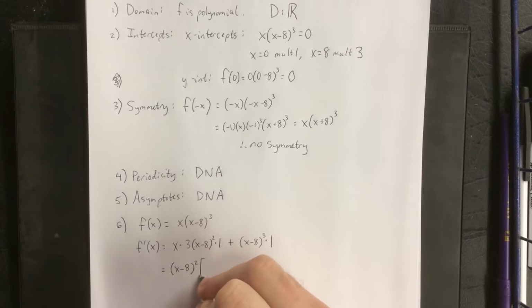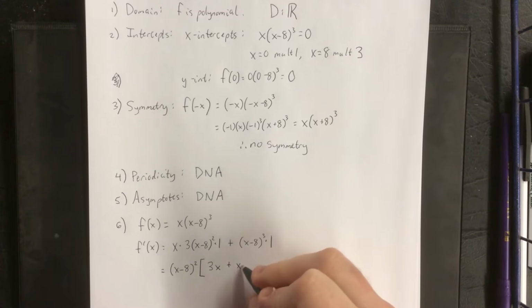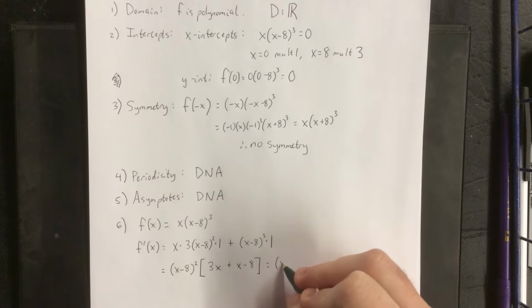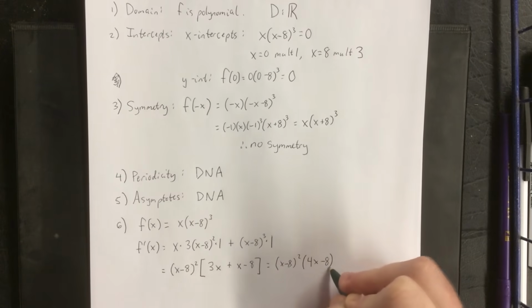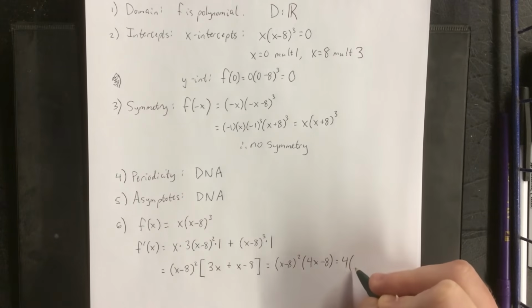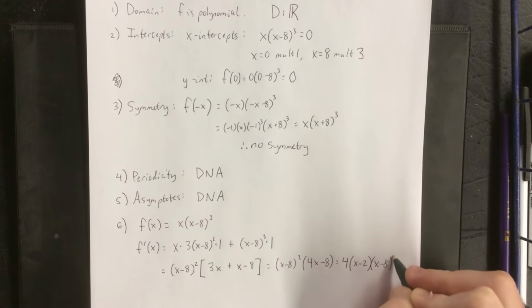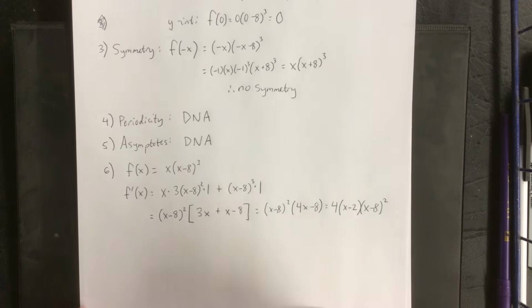If I take out an x minus 8, then for the first term, we'd be left with an x times 3 times 1. X times 3 times 1 is 3x. For this guy right here, we would be left with one additional factor of x minus 8. Combining like terms, we get (x minus 8) squared times (4x minus 8). And factoring out that greatest common factor of 4, that'll be 4 times (x minus 2) times (x minus 8) quantity squared. The critical points are where this thing is going to be equal to 0.